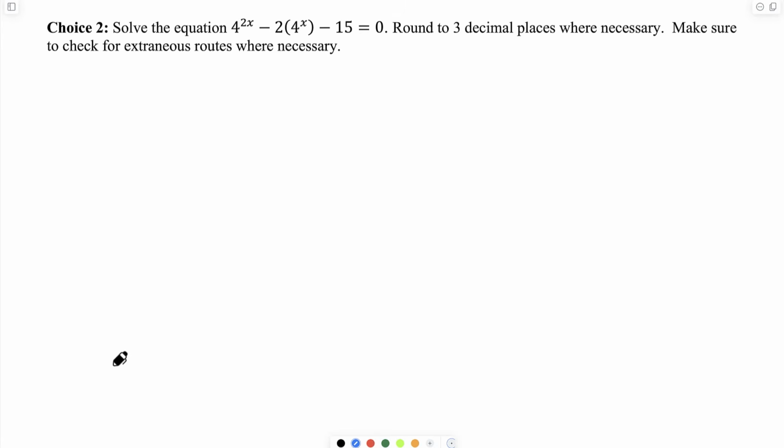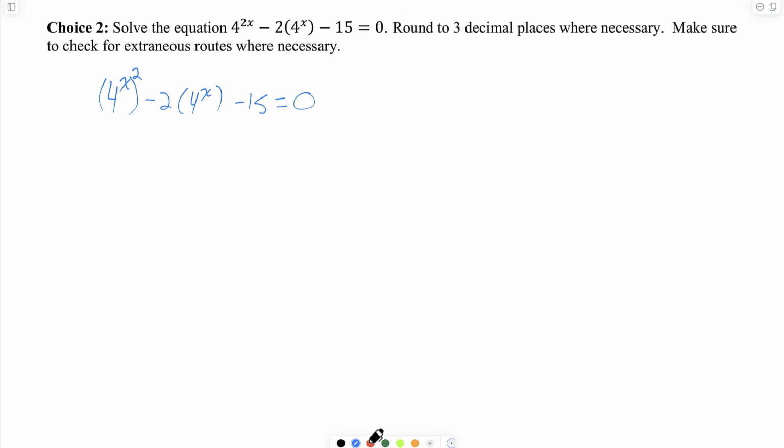Choice 2, we're solving an exponential equation that is of quadratic form. So I actually am going to rewrite this a little bit. Instead of 4 to the 2x, I'm going to rewrite it as 4 to the x, squared, just so you can see that that is a perfect square value. Minus 2 times 4 to the x minus 15 equals 0.